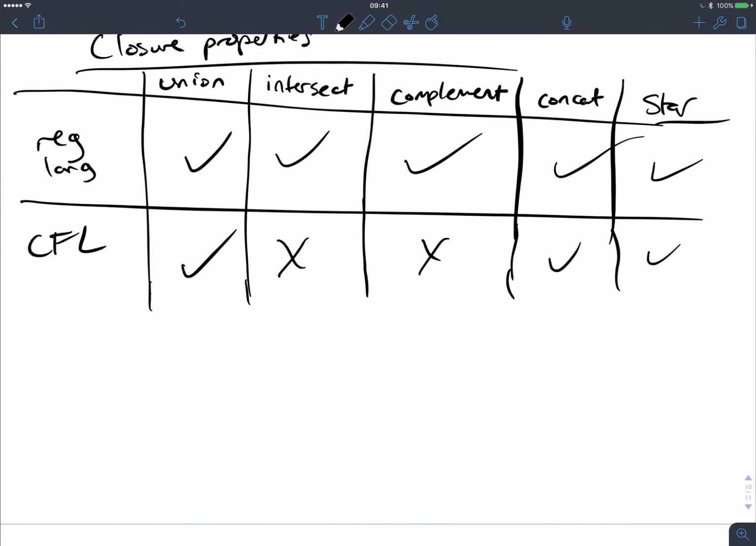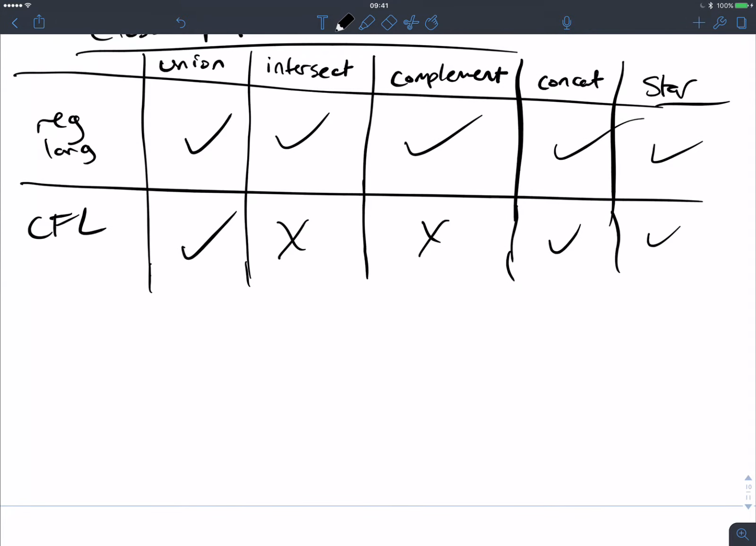So here's an interesting one. What about intersect with regular languages? Is a context-free language intersect a regular language necessarily context-free? Oh, I see. CFL intersect regular. And the answer turns out to be yes. And that's in problem set 2. Partly in problem set 2.